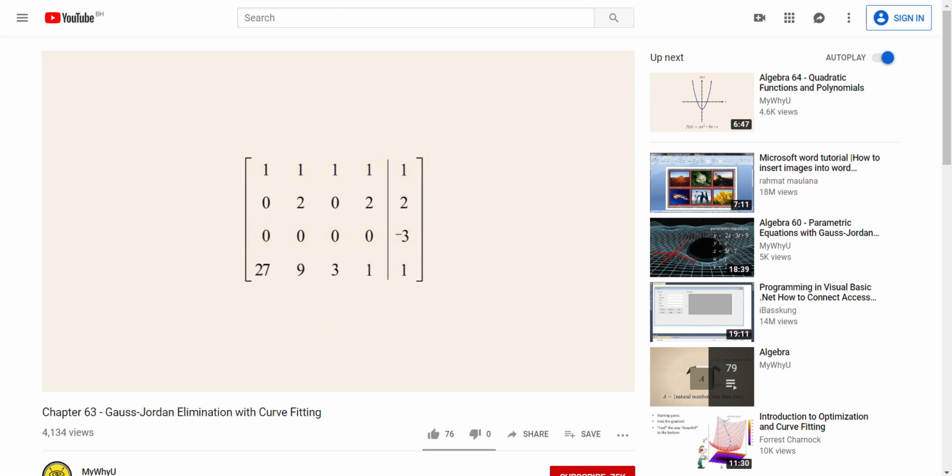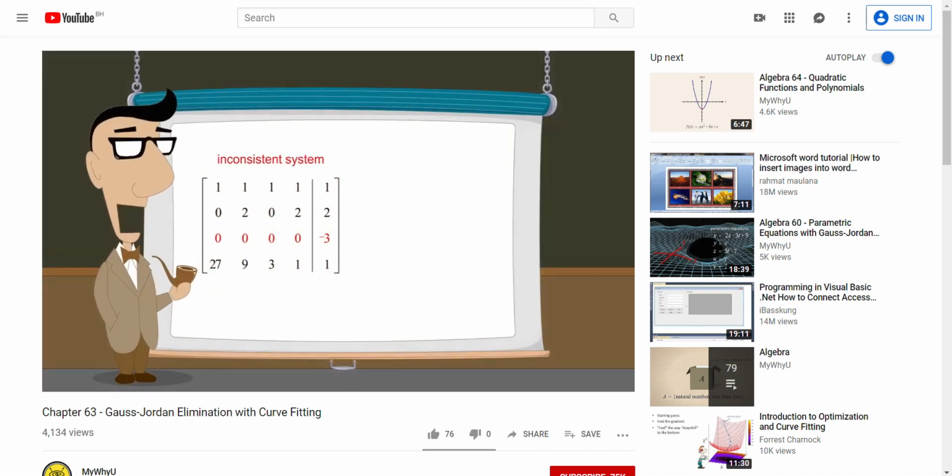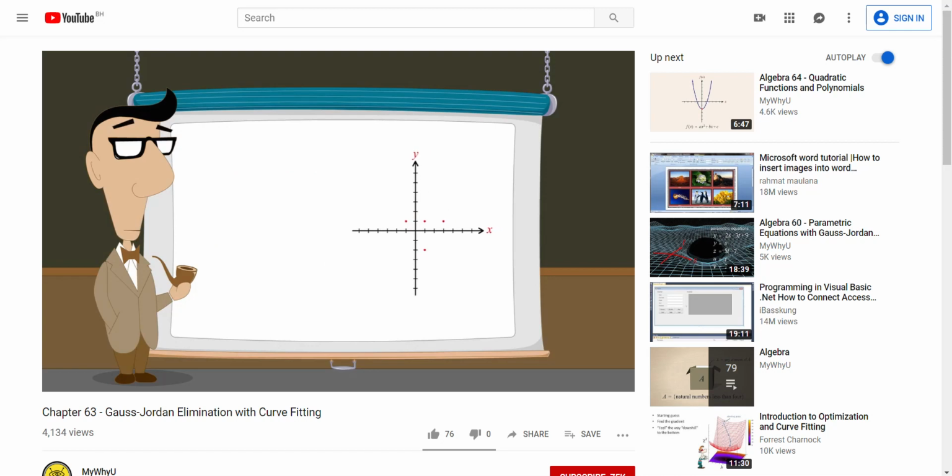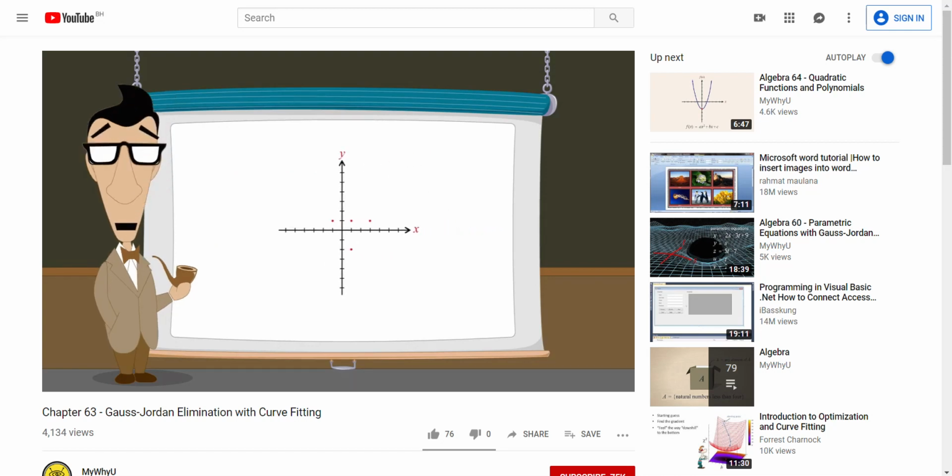But this has produced a matrix row containing all 0 coefficient entries with a non-zero constant entry, indicating an inconsistent system. Since inconsistent systems have no solutions, this tells us that there are no values for the coefficients of this function that are consistent with these 4 data points. In fact, it is impossible for any curve that passes through these 4 points to be a function of x, since that curve would not pass the vertical line test for a function.